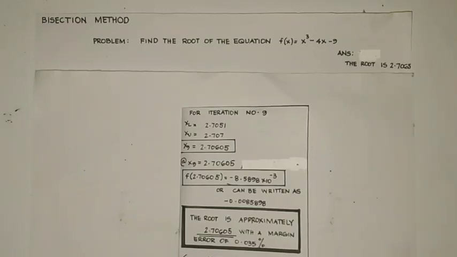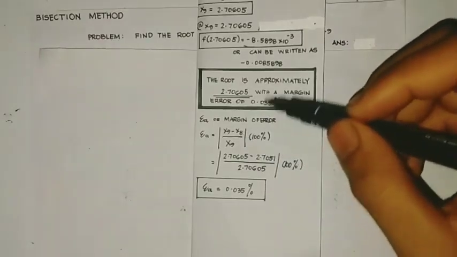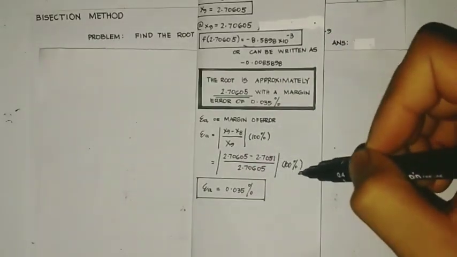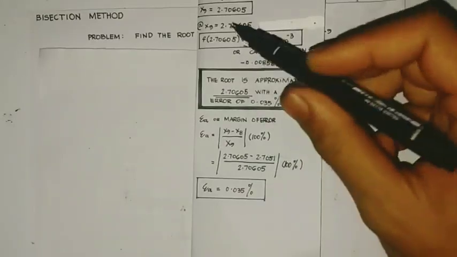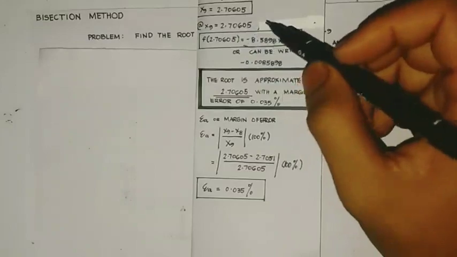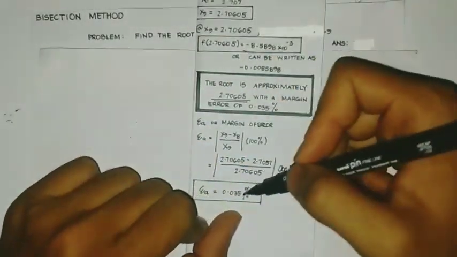So, paano nakuha yung margin of error? Margin of error can be solved using this formula, x sub 9. So, in this case, x sub 9. So, plug in lang natin yung nakuha natin values. And yung margin of error natin for iteration number 9 is 0.035% with a root na ito. Kung ito yung root natin, ito yung magiging margin of error niya.